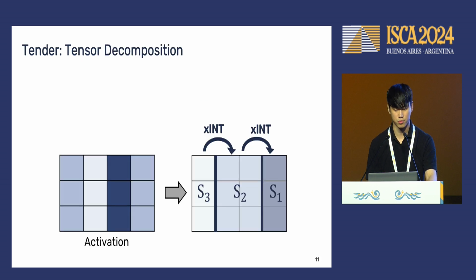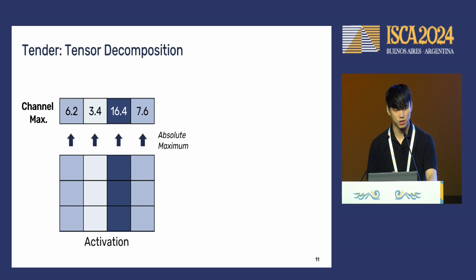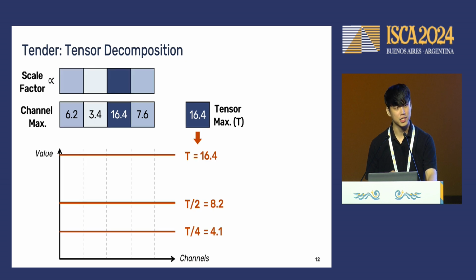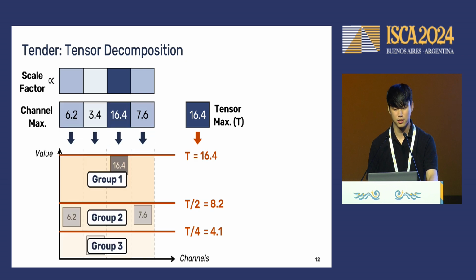The tensor decomposition algorithm groups channels and quantizes each group using different scale factors. While doing so, we set the ratio between the scale factors to be an integer. First, we find the absolute maximum of each channel for a given activation, and then compute the maximum value in the tensor. We then classify each channel into a group based on these maximum values. We first set thresholds, which are the tensor maximum, or T, divided by powers of 2. After that, channel maximums are compared with these thresholds and classified into groups.